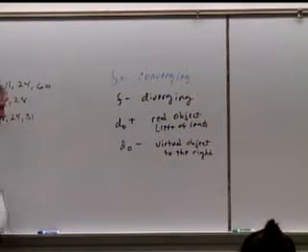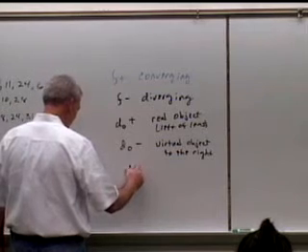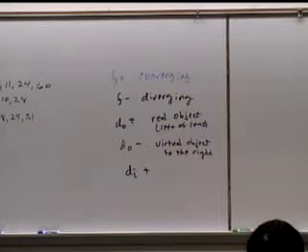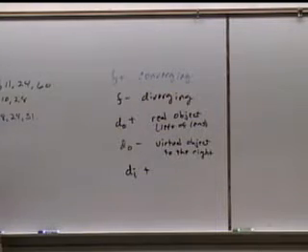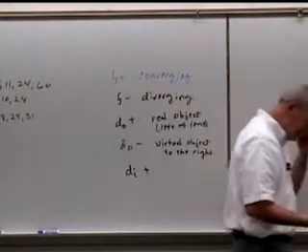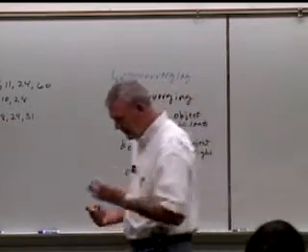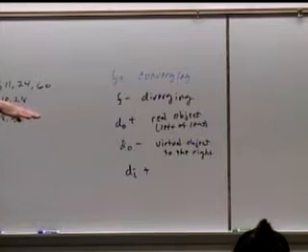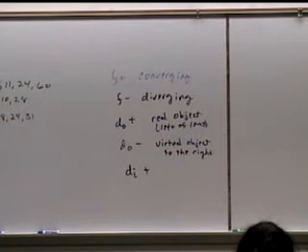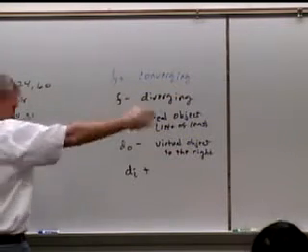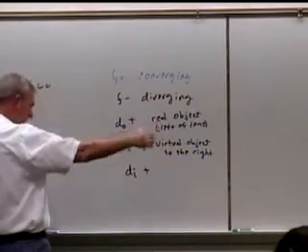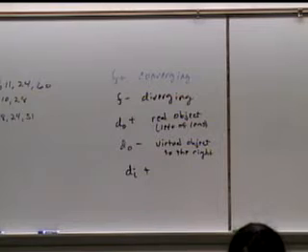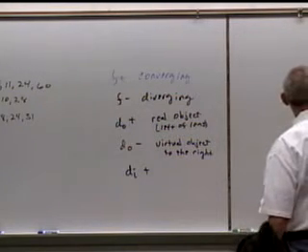And then last but not least, we have the distance of the image, and it's positive. Now, unlike the mirror, where you had a real image if it was in front of the mirror, since this is a lens and the light goes through it, your real image should be behind the lens, or to the right of the lens. By design, we set up all of our problems that way.